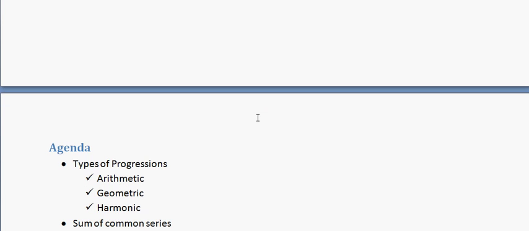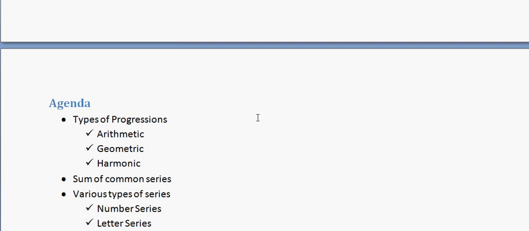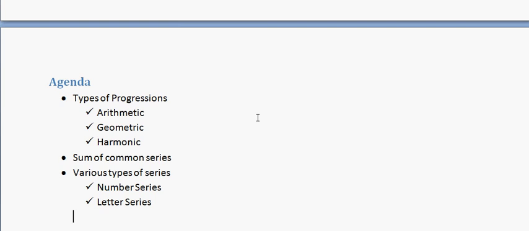Firstly, we would do the progressions, which means we would understand what are arithmetic, geometric and harmonic progressions. Then we would learn about some of the common series, and then we would go to the two kinds of series, which are number series and letter series, which are asked in a CSAT kind of exam, right? So without wasting any more time, let's go to the progressions first.